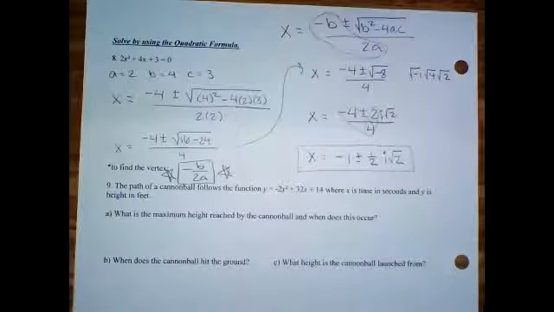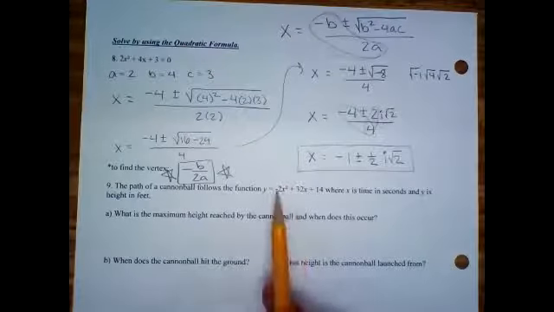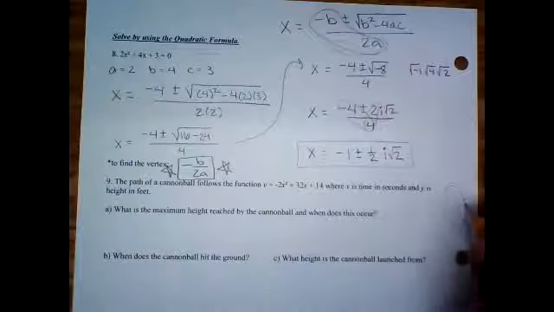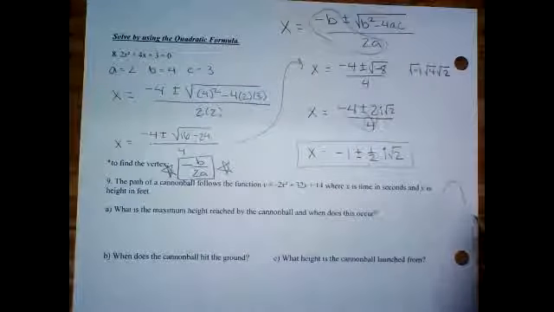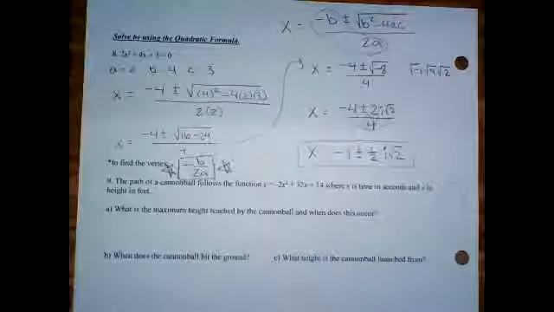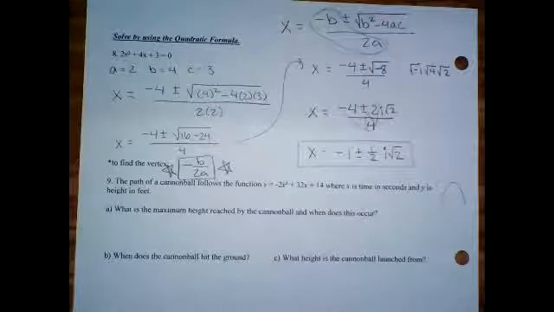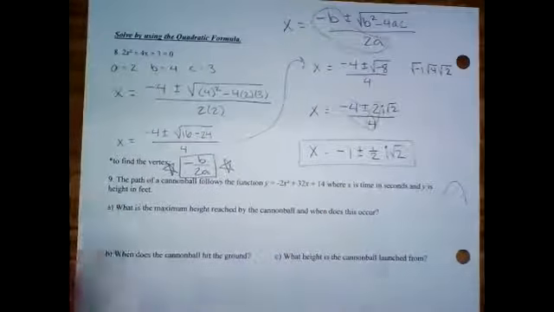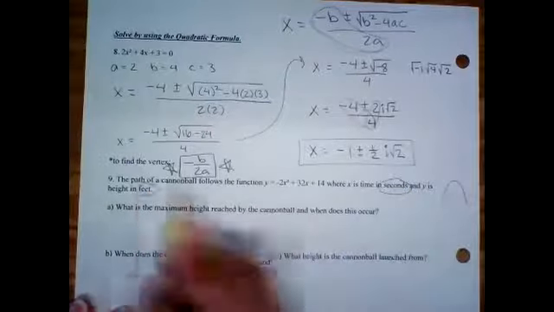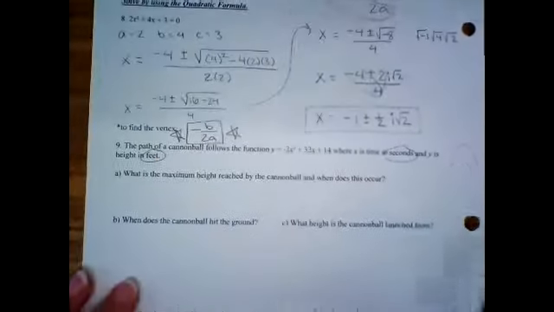So this first one, number 9, a cannonball follows that parabola negative, so it's going to be upside down. It goes up and comes back down due to gravity. Has anyone taken physics? Are you in physics? Stuff goes up, comes back down? You will. All right. X is time in seconds. Y is height in feet. So you have seconds and you have feet. You just make sure you put units on your answers.